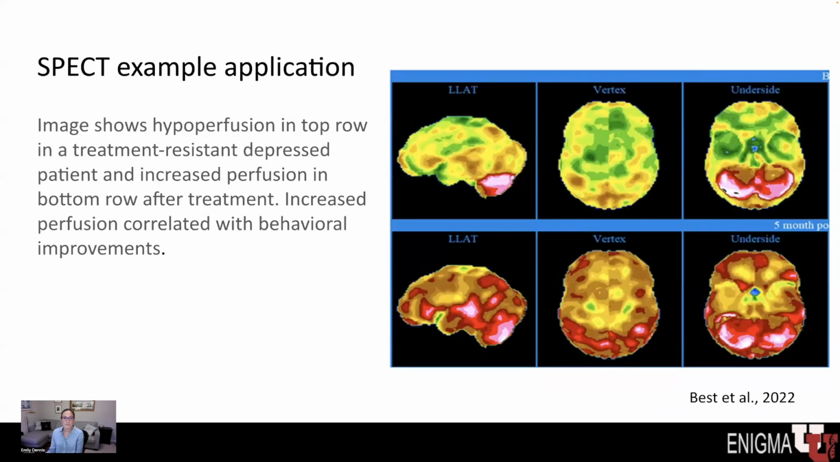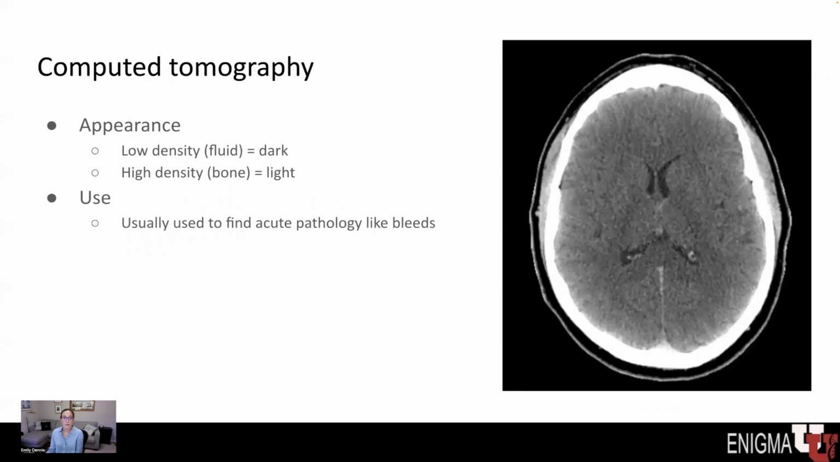One example application here, looking at depression, and these top images show, for one individual patient, hypoperfusion, meaning underperfusion of the tissue in this individual who has been resistant to treatment for their depression, meaning they haven't been responding to the medications they've been on. And after a new treatment is tested, we see increased perfusion. So in this case, this is a good thing. And looking behaviorally as well, looking at symptoms, this increased perfusion was correlated with improvements in behavior, with improvements in depression symptoms.